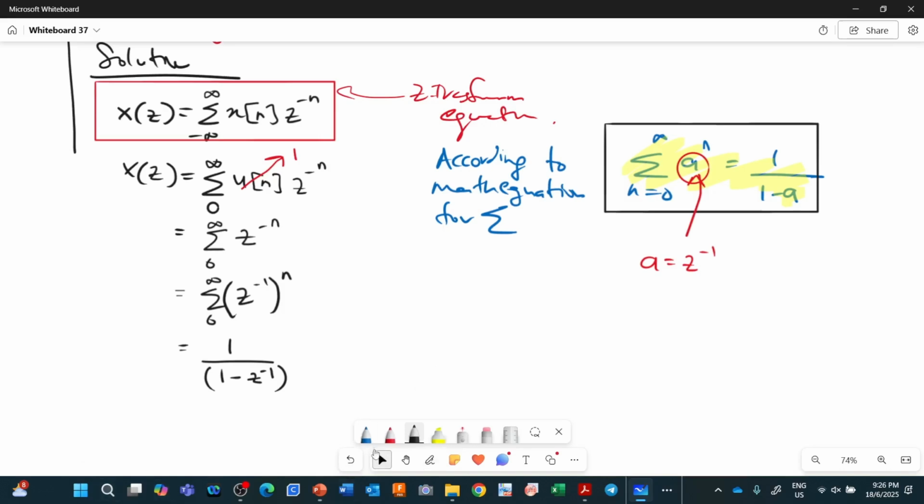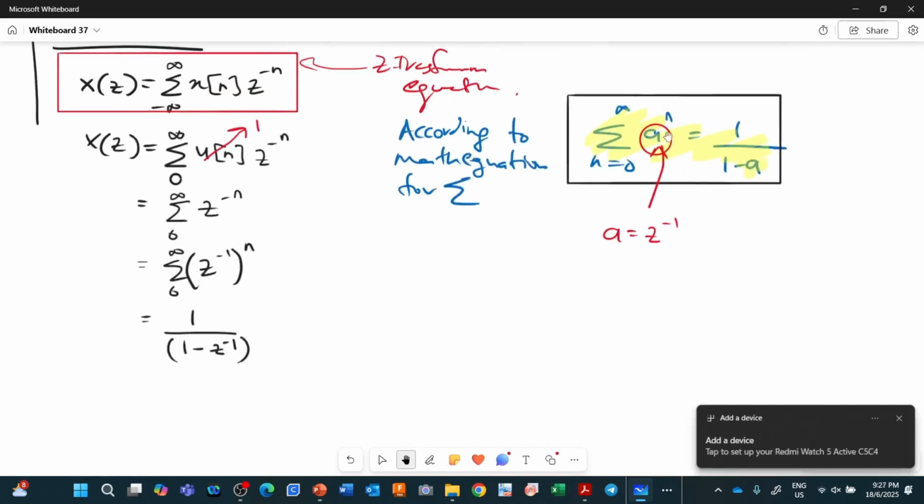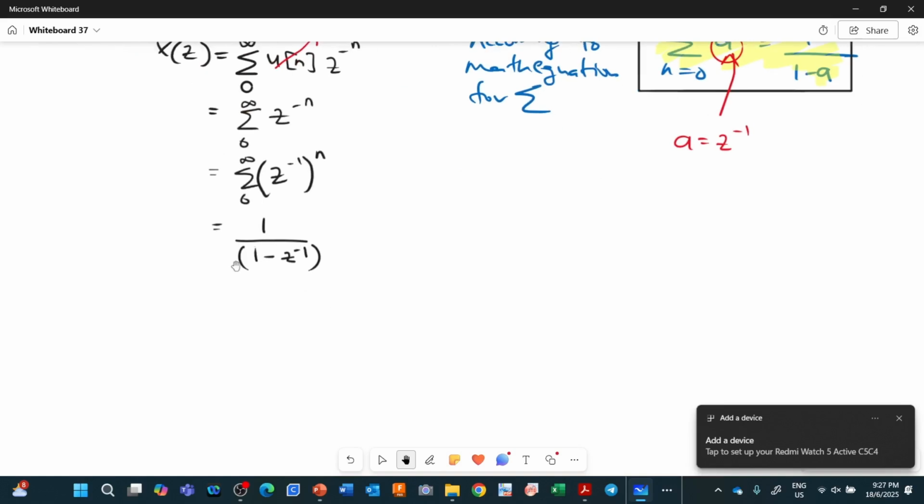If you want to know how this one is derived, you need to ask the mathematics lecturer how they derive it. I'm not a mathematics lecturer. A mathematics lecturer can prove to you that this equals this. Now I'm just proving the equation for the z transform. So using what we have, we have 1 over 1 minus z inverse.